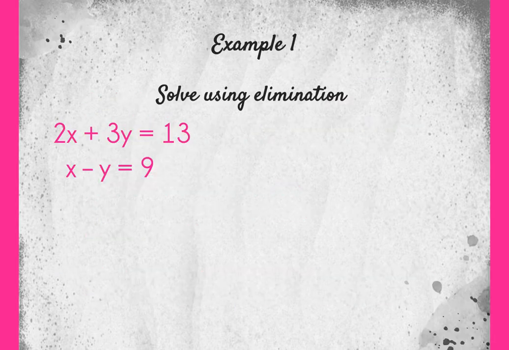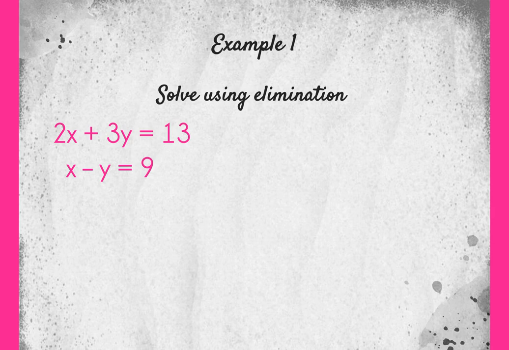So example 1. The first thing you want to identify is that the x's are lined up, the y's are lined up, and the constants are lined up, and they are. If I were to add as is, the goal would be to cancel out, but this would be 3x and this would be 2y, so nothing's going to cancel out. So I want to change either one or both of the equations so that one of the variables will cancel out, meaning the same coefficient in front, but opposite sign.